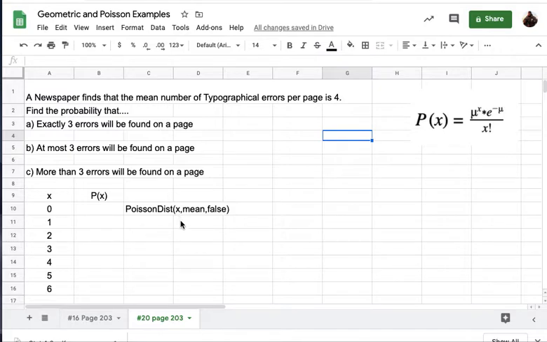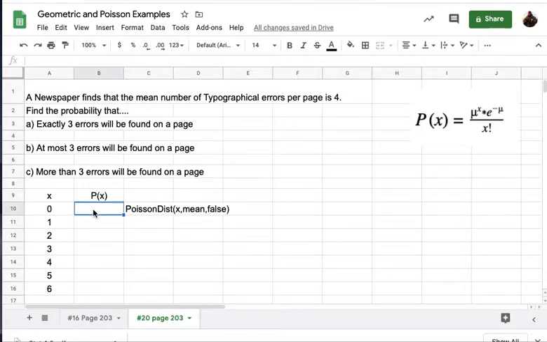And the Poisson distribution requires 3 entries. First, the x value, the number of errors in this case that we're looking for, the mean number of errors in the problem, in this case 4, and the word false. And similar to the binomial distribution we did last week, if we use false, it's going to give us an individual probability for each x value. If we use the word true, it will do a summation or a cumulative probability, which can be useful, but since we're going to make a distribution here, we don't need to do that.